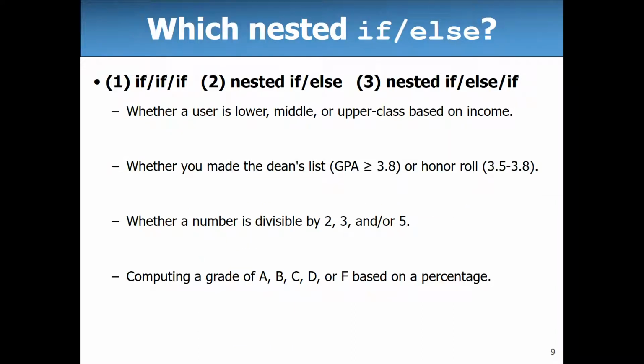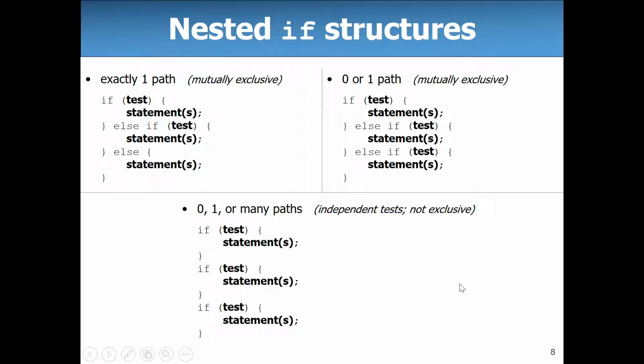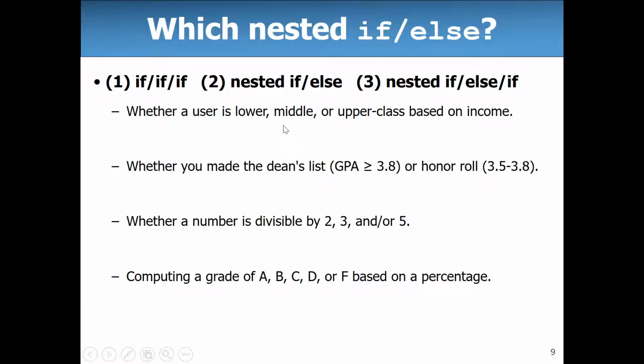So here's a good, nice test for you to figure out what you want, and you can come back here when you feel more comfortable. But which one should you use? Should you use a bunch of ifs, so completely independent tests, nested if-else, or an if-else-if? So whether a user is lower, middle, or upper class based on income, that's got to be a mutually exclusive choice.